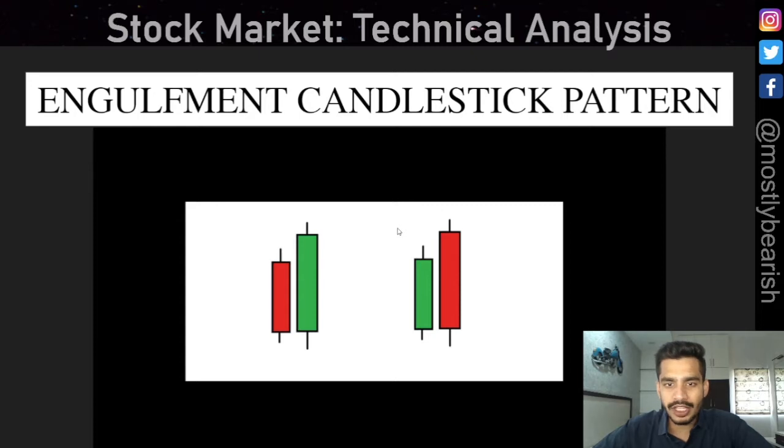What you see on your screen are two different types of engulfment candlestick pattern. So engulfment is a concept, right? I want to show a reality. Basically the prior candle should be small and the next candle completely takes over the prior candle. This is a bullish engulfment and what you see here is a bearish engulfment.